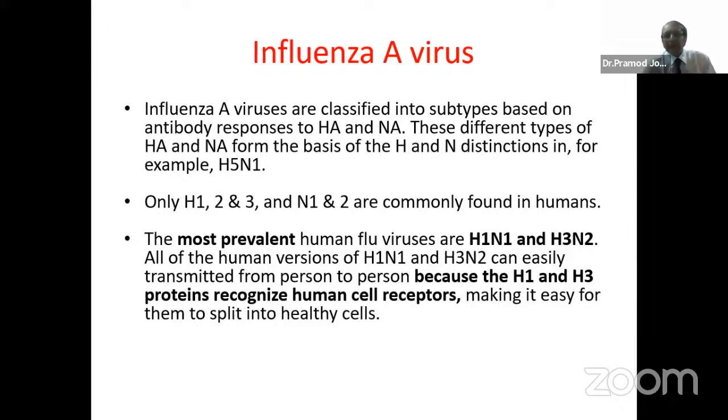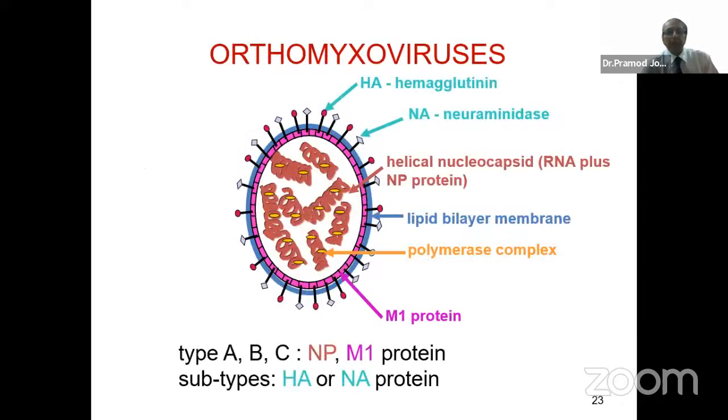And remember that the earlier numbers like H1, 2, 3, N1 and 2 are commonly found in human beings. However, the later numbers like H7, H9 are usually found in animals and birds. So you should remember that this is the structure. It is said that it is one of the most beautiful viruses in microbiology, but of course also the most troublesome for human beings.